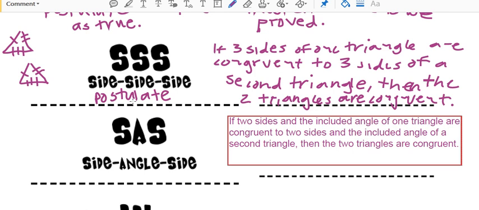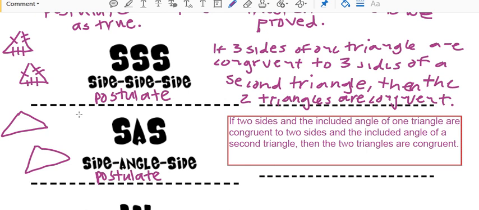All right, so again, this one is a postulate, and I'm going to show you what that means in an image, because we have that phrase there, included angle, and that might be a new phrase that we don't know. So let's say we have one triangle here, we have another triangle here.